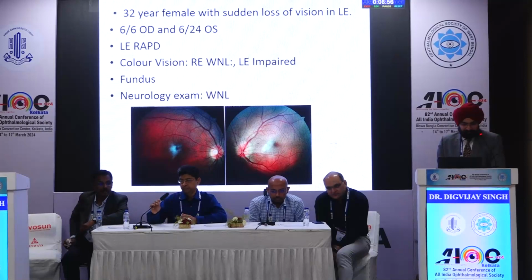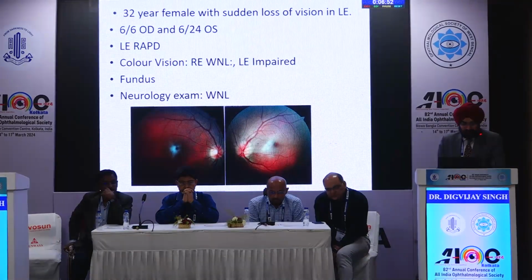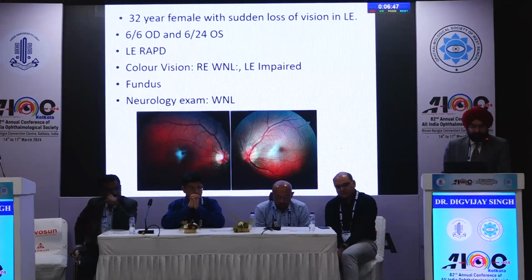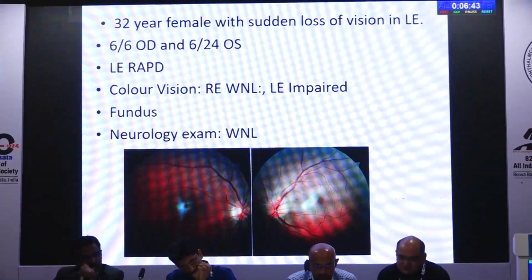So the first case is a young female who's presenting with an RAPD in the left eye. There was a subacute vision loss. You can see that the left eye vision is lower than the right eye vision. The color vision was affected in the left eye, and this was out of proportion to the vision.